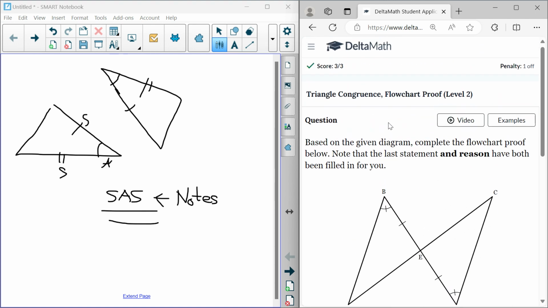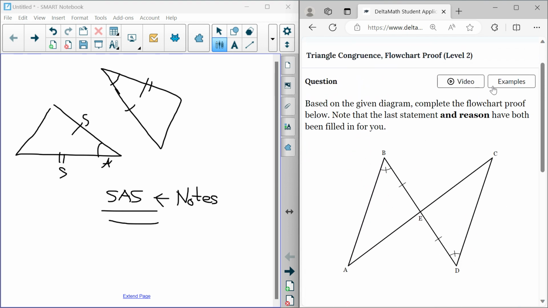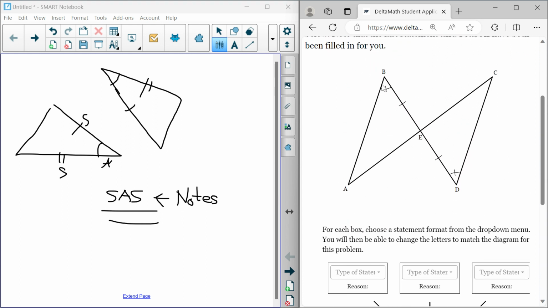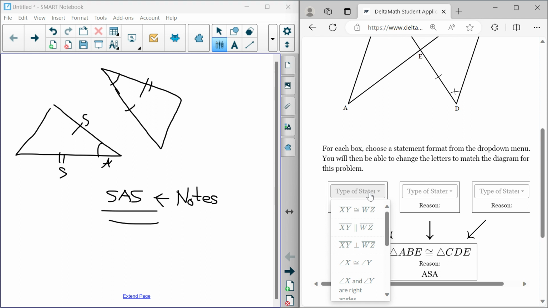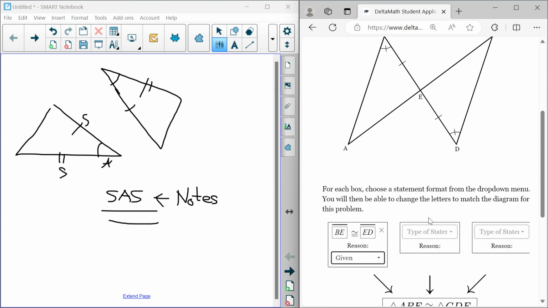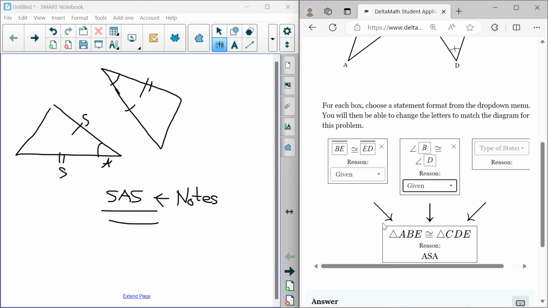We might have a longer proof. This is flowchart proof level 2. In this case, this one's going to be sort of short. We can get through it really quickly. We see B matches D. We see B to E matches E to D. And we can mark those sorts of things down. We can say BE matches ED. The reason is given to us. We see they're congruent. We see some angles are congruent. We see angle B is congruent to angle D. Again, it's given to us in this case.